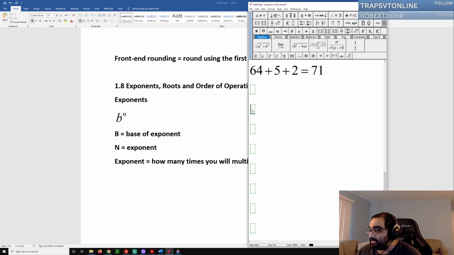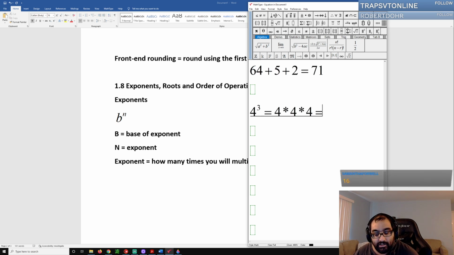So here's an example. Let's say I had 4 to the third power. 4 is going to be our base, and 3 is how many times we're multiplying 4 by itself. So this is going to be 4 times 4 times 4. That's essentially how we want to do exponents. So if we write it out, it would be 4 times 4 times 4, and then we can go ahead and figure out what that is.